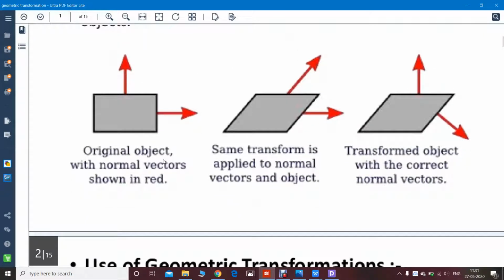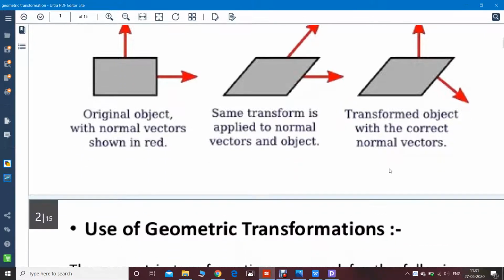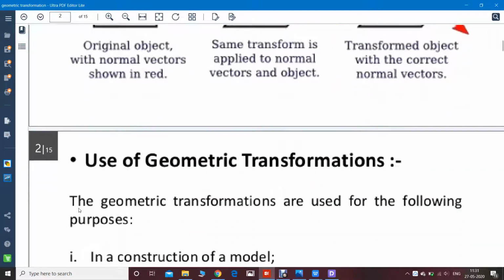This image shows the original object with the normal vector shown in red. This is the vector. In this image, the same transform is applied to the normal vector and the object. This image shows the transformed object with the correct normal vectors.